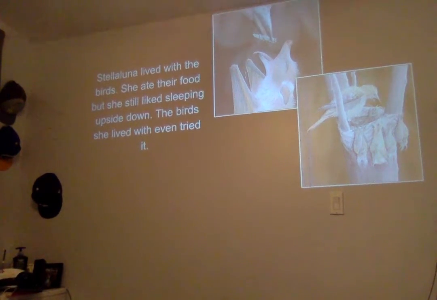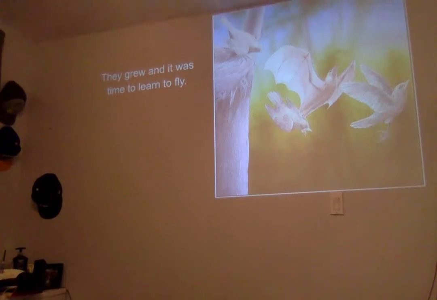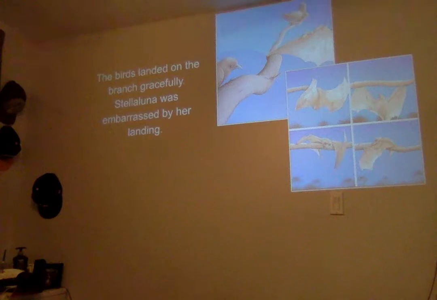Stellaluna lived with the birds. She ate their food, but she still liked sleeping upside down. The birds she lived with even tried it. Mama Bird talked to Stellaluna. She told Stellaluna that she must obey the rules of the house and sleep in the nest. They grew, and it was time to learn to fly. The birds landed on the branch gracefully. Stellaluna was embarrassed by her landing.